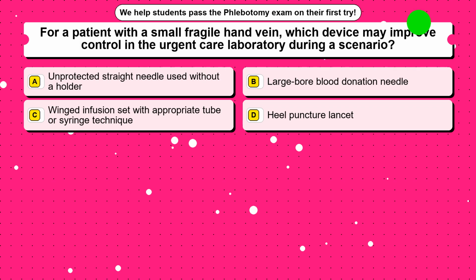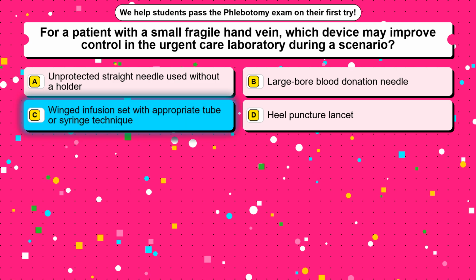Question 21. For a patient with a small fragile hand vein, which device may improve control in the urgent care laboratory during a scenario? Option A. Unprotected straight needle used without a holder. Option B. Large bore blood donation needle. Option C. Winged infusion set with appropriate tube or syringe technique. Option D. Heel puncture lancet.